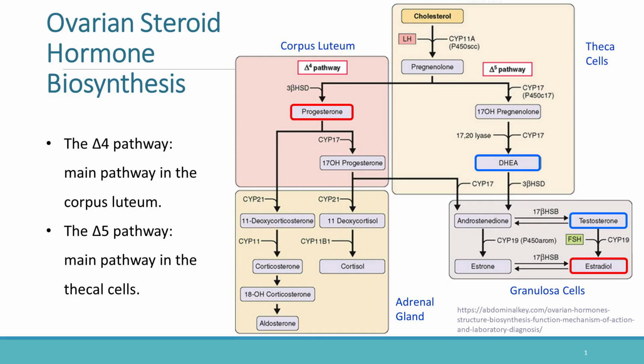This slide also highlights how different ovarian cell types cooperate in hormone synthesis. Theca cells generate androgenic precursors, which granulosa cells convert into estrogens under FSH stimulation.